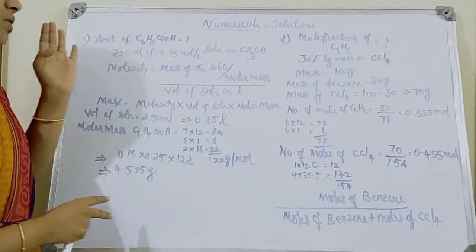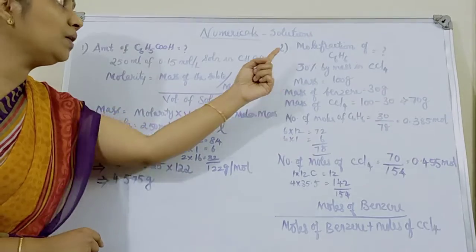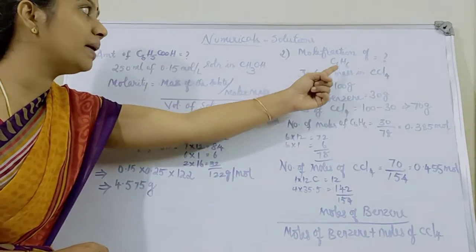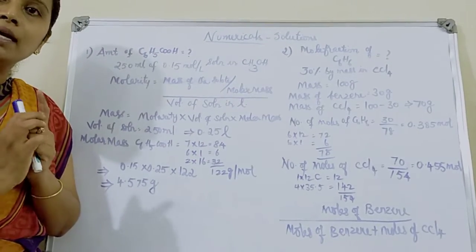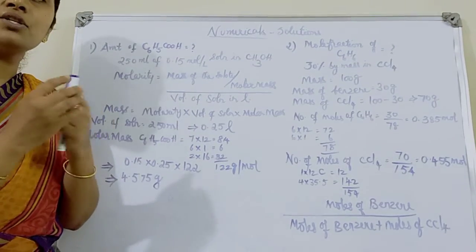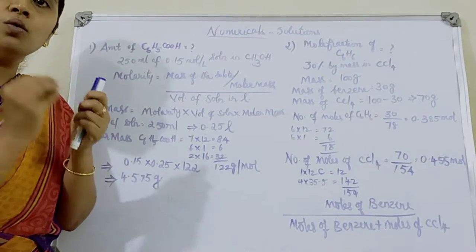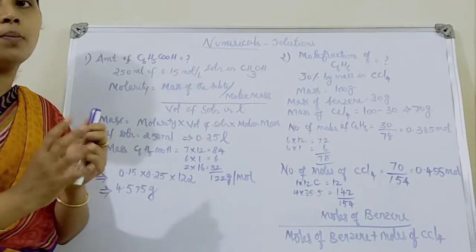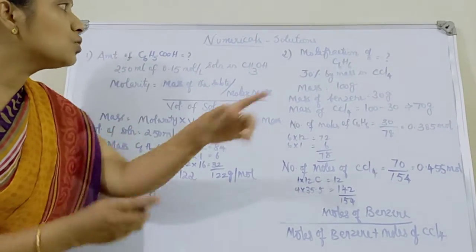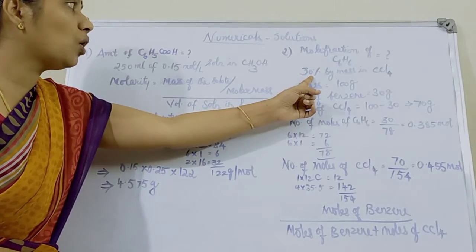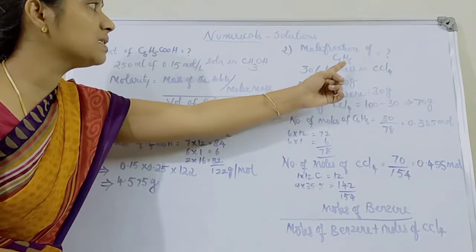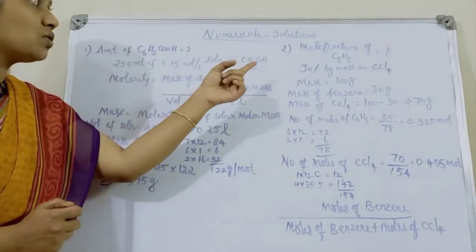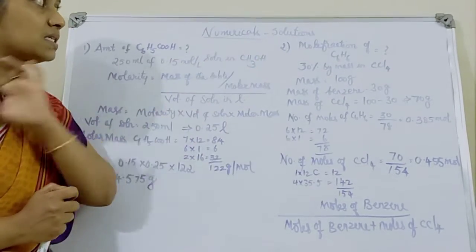Okay. Coming to the second problem, I am supposed to calculate what is the mole fraction of benzene. What is the formula to calculate mole fraction? Mole fraction is equal to number of moles of a component divided by number of moles of all the components present in the solution. So, they have given in the problem 30% by mass in CCl4. 30% of mass of benzene is present in CCl4.